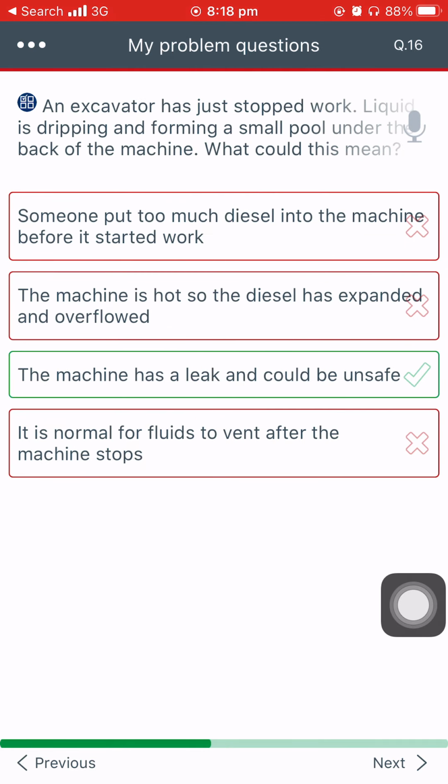An excavator has just stopped work. Liquid is dripping and forming a small pool under the back of the machine. What could this mean? Someone put too much diesel into the machine before it started work. The machine is hot, so the diesel has expanded and overflowed. The machine has a leak and could be unsafe. It is normal for fluids to vent after the machine stops.